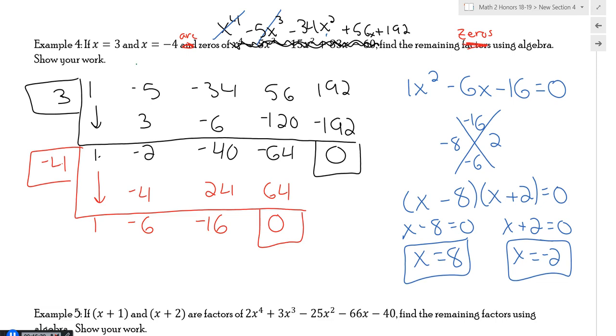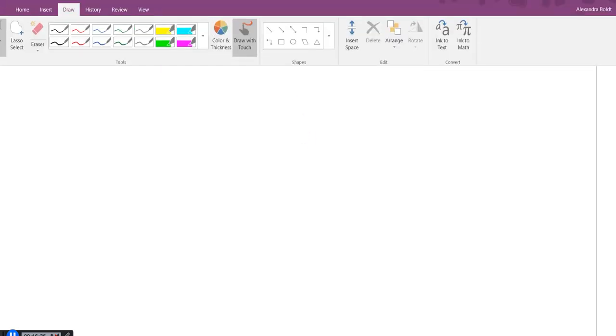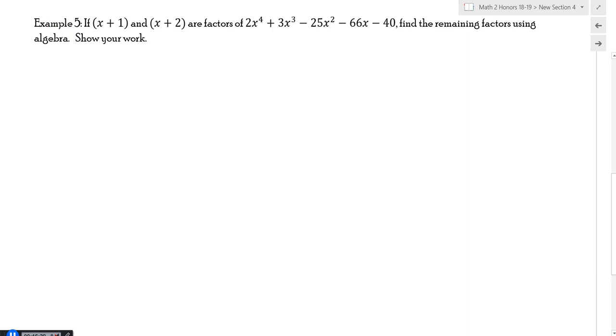Alright, last problem. If x plus 1 and x plus 2 are factors of 2x, oh, we're changing this one completely too. New polynomial. Two x to the 4th minus x cubed minus 47x squared minus 104x minus 60. Okay. If I have x plus 1, then x equals negative 1. If I have x plus 2, x equals negative 2.